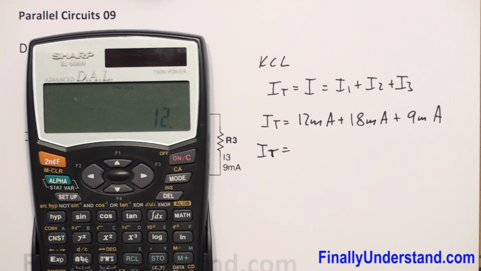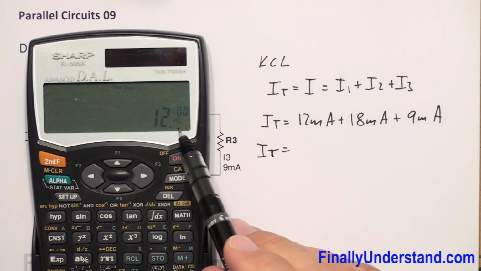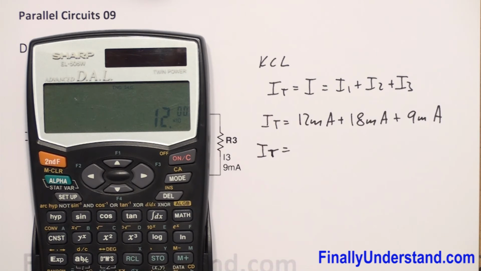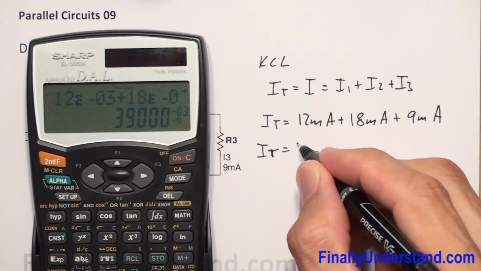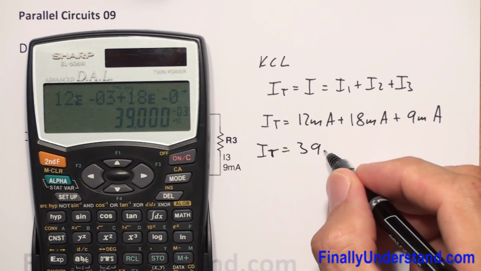So I have 12, and because I have milli, I'm supposed to press exponent, EXP. On some calculators you are going to see the button EE. So I'm going to have times 10, and because this is milli, this is negative 3, plus 18 exponent negative 3, plus 9 exponent negative 3. Okay, so this is equal, I got 39 milliamps.